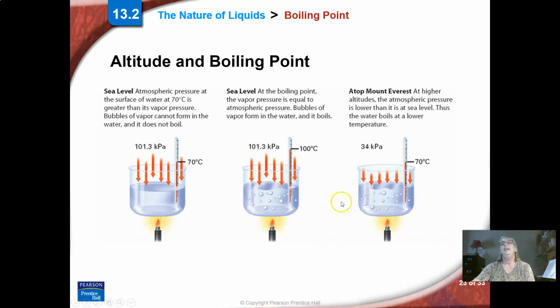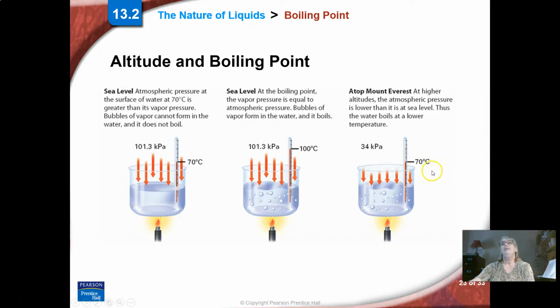If we're on top of Mount Everest, remember there's less pressure pushing down. So there's going to be enough kinetic energy for these molecules of water to change into the gas phase because there's less stuff pushing down on them. They have less pressure pushing down on them, so they're able to form into bubbles and escape. So that's when you have boiling. So you're going to have a lower boiling point at Mount Everest. You'll have a lower temperature for boiling. That's called the boiling point.